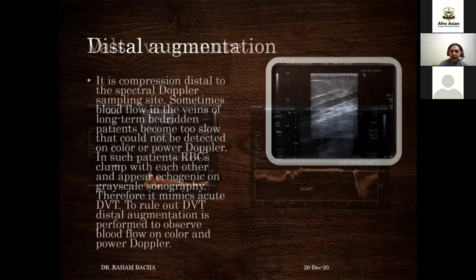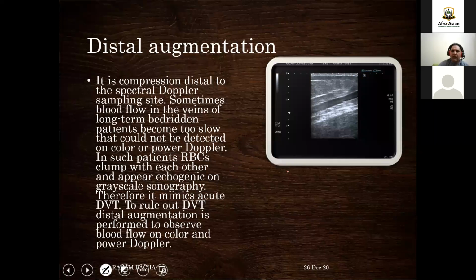Okay. Then we are going to perform another provocative maneuver, that is distal augmentation. Sometimes we augment the distal part of the vein, particularly for those veins where no blood flow is detected with the help of color or power Doppler.